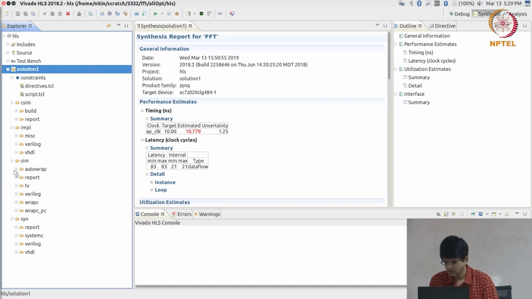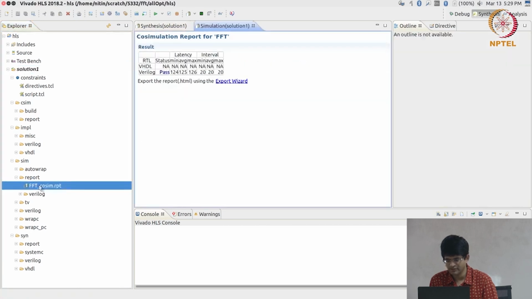Okay? Now, one thing that you will see is, I ran the co-simulation for this. The co-simulation gives me slightly different numbers. It shows that the interval over there is 20, not the 21 that the synthesis estimate told us. And the latency is 124, not 83. Okay? Why these differences? Because the co-simulation is actually implementing the memory block and so on, and measuring the difference between start and done signals.